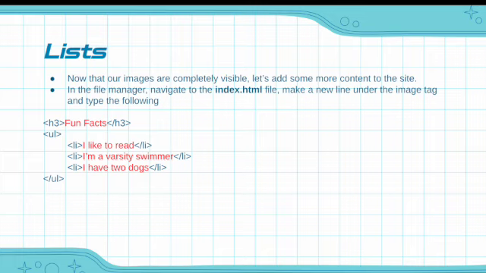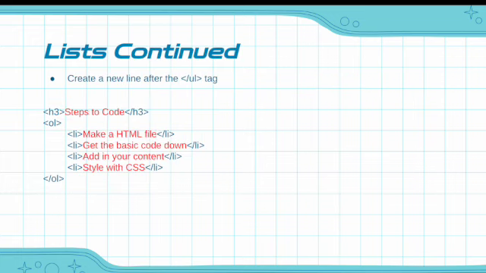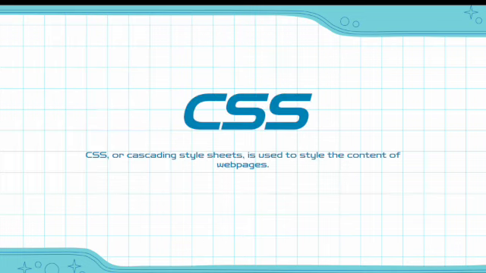We can have a heading 3, which is kind of in the middle of a big heading and a small heading. Fun facts, unordered list. I like to read, I'm a varsity swimmer, and I have 2 dogs. Close the unordered list. After that, we can create a new line and write our ordered list, which is going to be our numbered list. Steps for coding, ordered list. Make an HTML file, get the basic code down, add in your content, and style it with CSS. Close the ordered list. And you should see that showing up on the right-hand side of your screen.